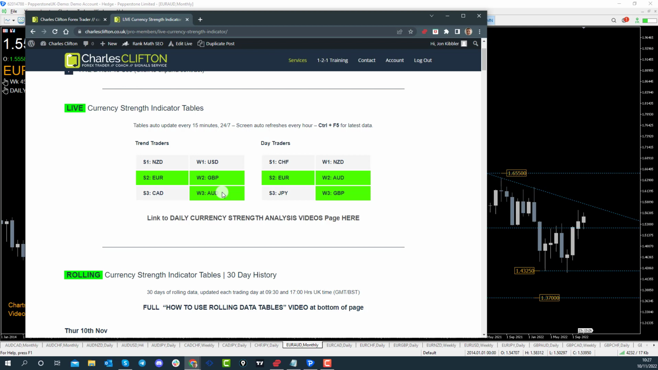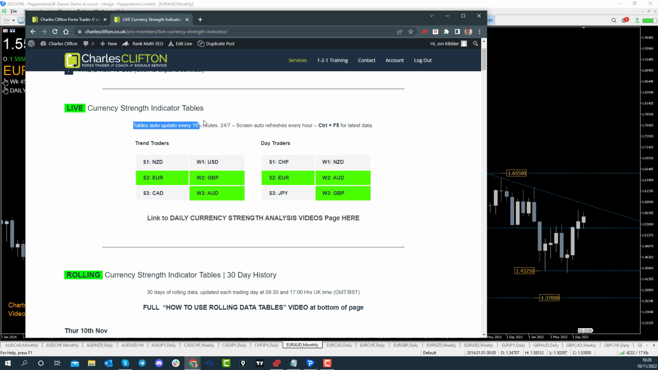So we've got the live currency strength indicator tables in front of us. You can see we have our trend traders table and our day traders table. These are showing us the same studies but just on different time frames. The trend traders will be highlighting the higher time frame and the day traders will be highlighting our lower time frame. Now you can see some of the currencies are highlighted in green. That's basically telling us that there is a confluence between those two trading time frames, and that's where we'll be focusing our attention in these videos.